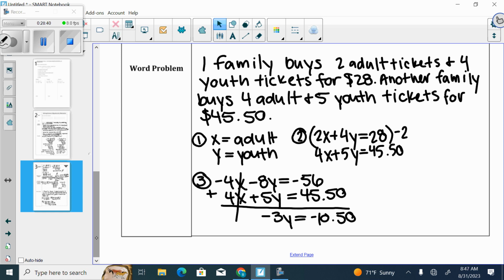Okay. All right, and then we are going to divide by that -3, which we said works out for us because we can't have negative money, right? So whenever we divide by -3, what do we get for our value of y? Good.